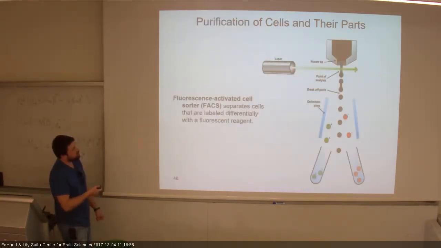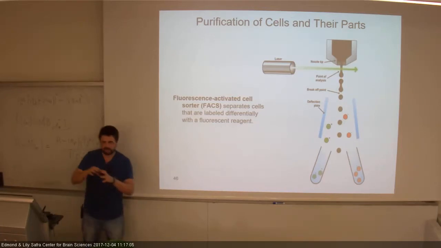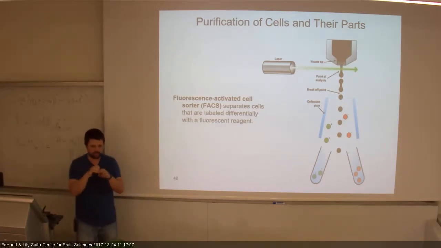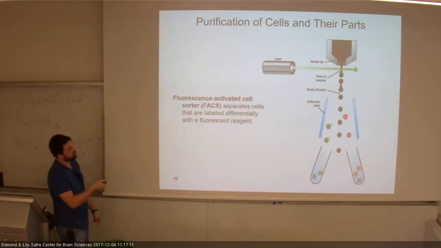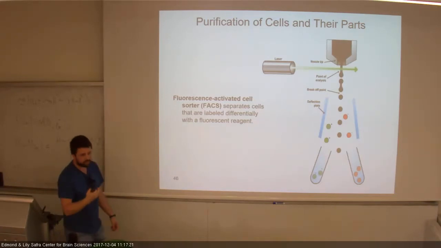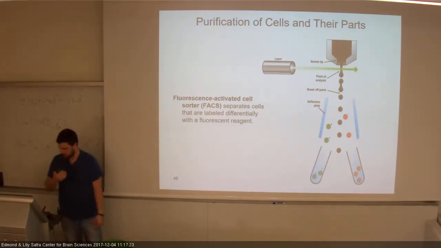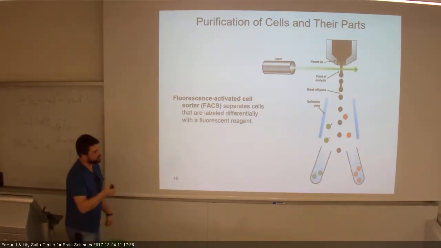And the way that this machine does it is that it puts each one of the cells inside a small water droplet that is created in this nozzle. And when it starts coming out of the nozzle, a laser can detect the fluorescence of the cell inside this droplet.